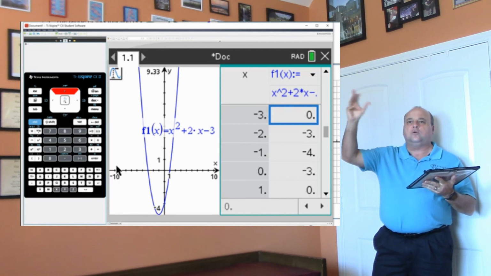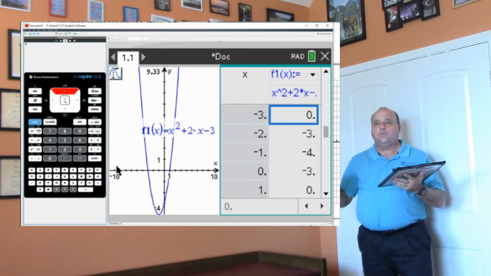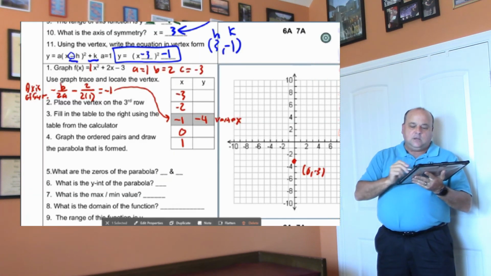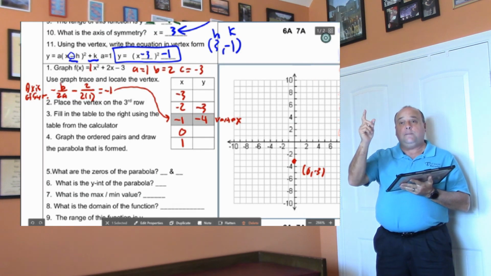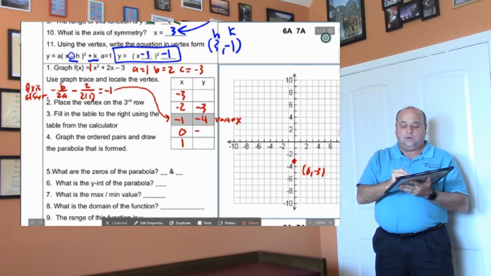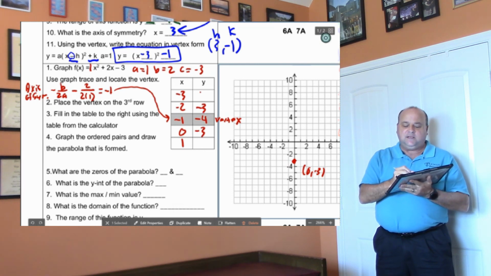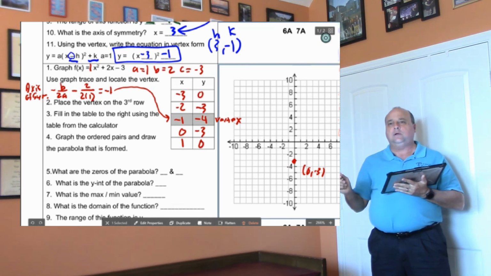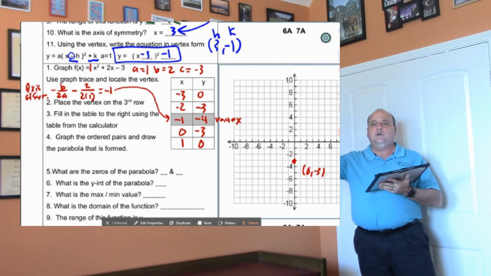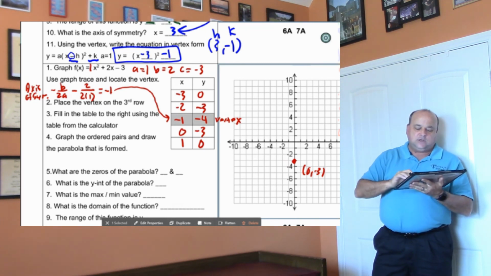Notice that it's symmetrical. It will always be symmetrical on this worksheet. Okay? So this is -3. If you're doing it by hand, we were taught if that's -3, this is -3. If this is 0, then this one's 0. Okay? Now then we have our zeros, we have our y-intercept, and we have our vertex all in this table. So let's go down here.